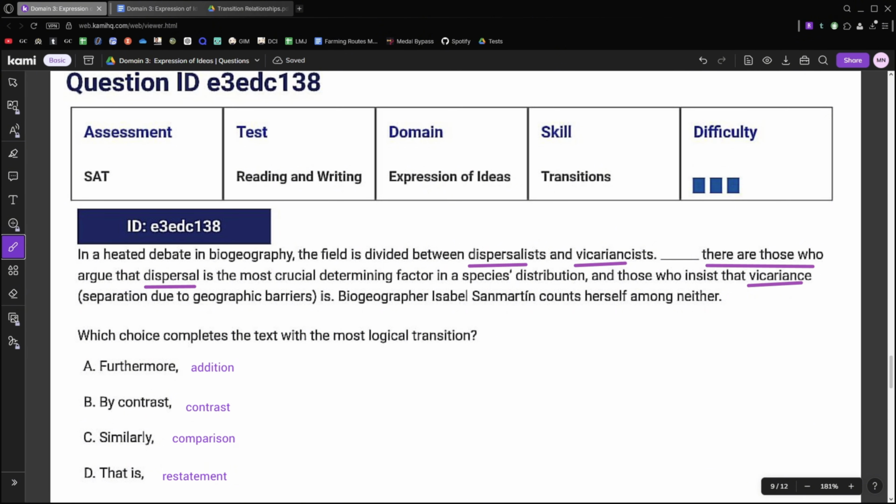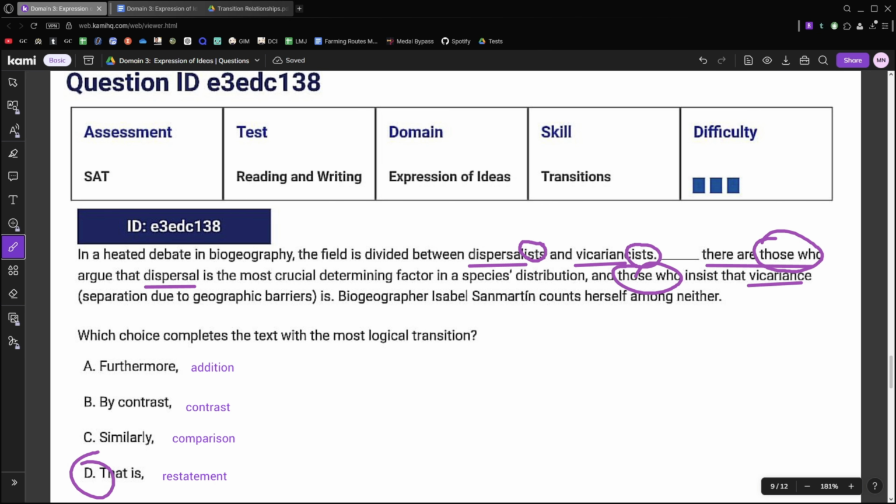Now, whenever a word ends in "is," that means you're referring to a group of people. So, those who, that would be a group of people. Once again, is, those who, group of people. What I'm trying to point out is that they basically say the same thing twice. And what's it called when you repeat something? Well, it's called restating it. And which of our answer choices has a restatement transition word?